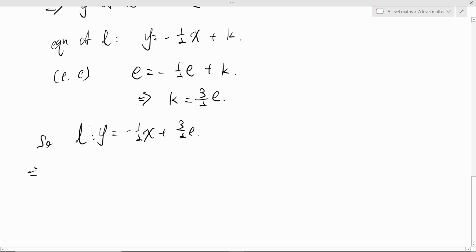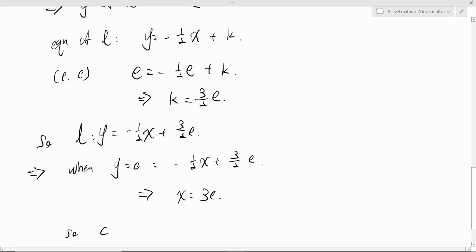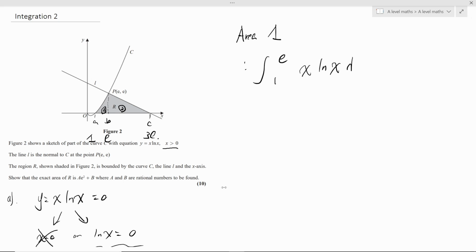Brilliant. So now that suggests when y is 0, 0 = -1/2 x + 3/2 e, so x is 3e. So C is (3e, 0). So A is 1, B is e, C is 3e. Now we might find the areas of 1 and 2. So how are we going to find the area of 1? Well, as I said, it's a single integral from A to B. So 1 to e of the curve C, x ln x dx.